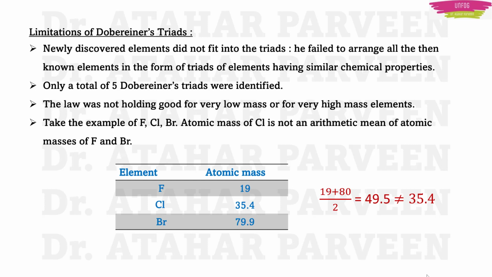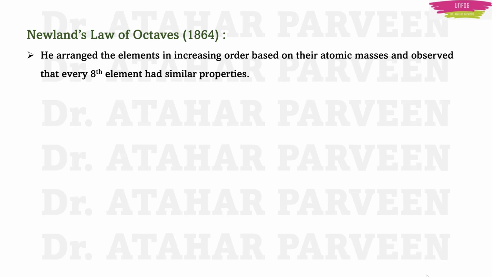So periodic table formation could not be taken ahead with Doberiner's theory. Next, in 1864 came Newland's law of octaves. What Newland did was he arranged the elements in increasing order based on their atomic masses, and he observed that every eighth element had similar properties to the first element. Okay.